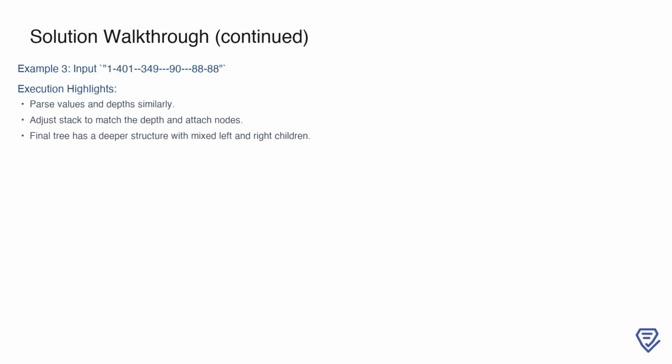In the third example, the input 1-401-349-90-88 requires parsing values and depths in a similar manner. The algorithm adjusts the stack dynamically to match the depths and ensures nodes are correctly attached as left or right children based on the traversal structure. This input results in a deeper tree with a more complex arrangement of left and right children. The final tree showcases how the algorithm adapts to varying depths and maintains the proper hierarchical structure of the nodes.